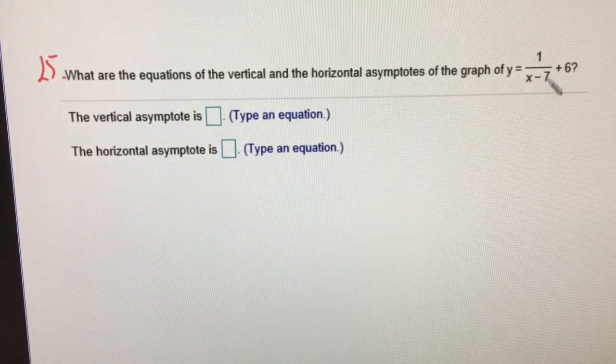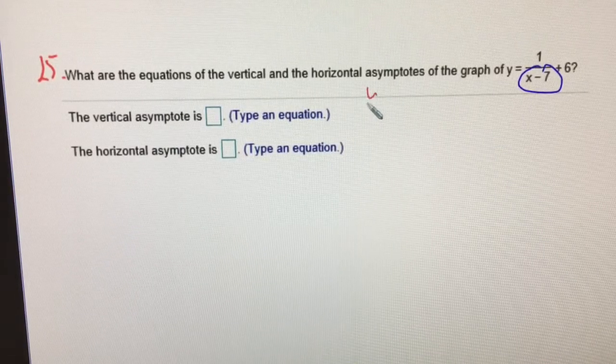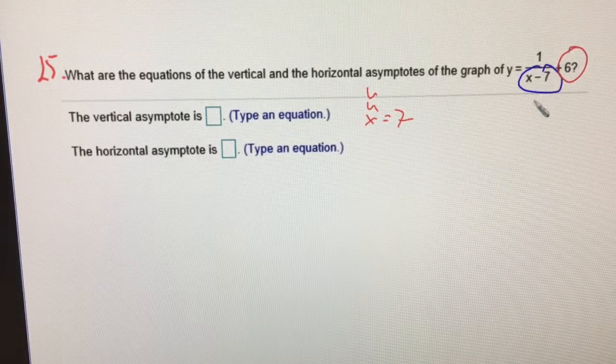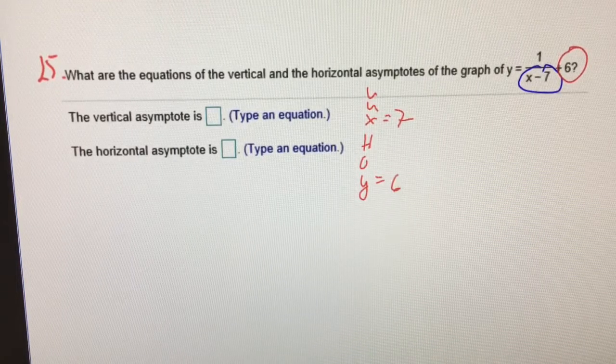The vertical asymptote is going to be the opposite of the -7. And a vertical asymptote is a VUX. So it's going to be x equals 7, the same as that number kicking out there. A horizontal asymptote is a HOY. So that's going to be y equals 6.